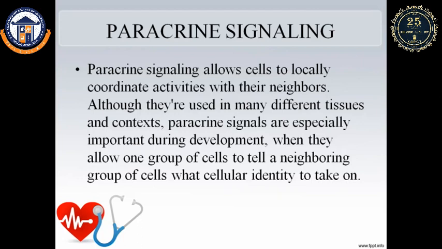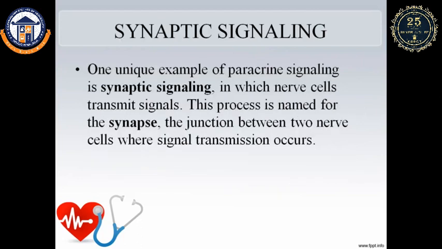When a member of one group of cells talks to the neighboring group of cells, it is synaptic signaling. Synapses take place mainly in nerve cells, where one nerve cell releases signals and the axon of the other nerve cell receives the signal. This is called synaptic signaling.